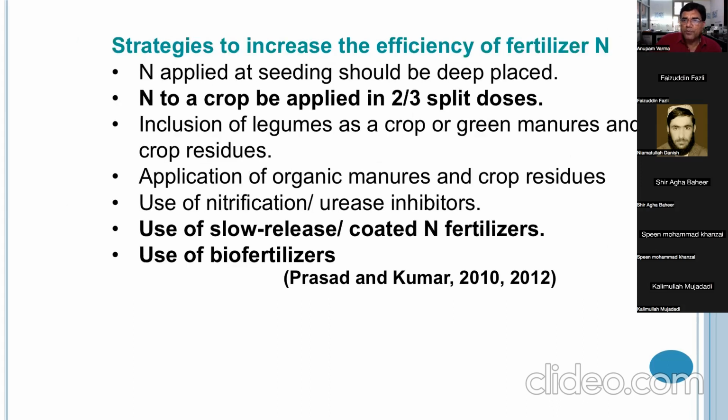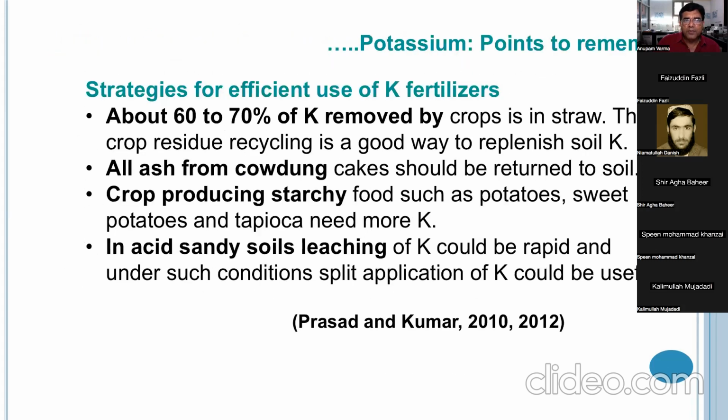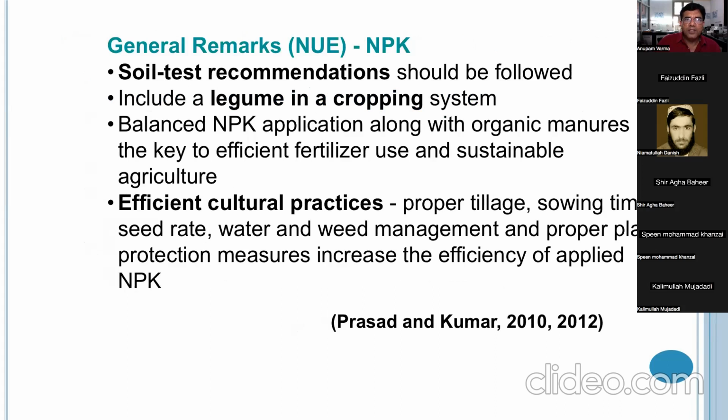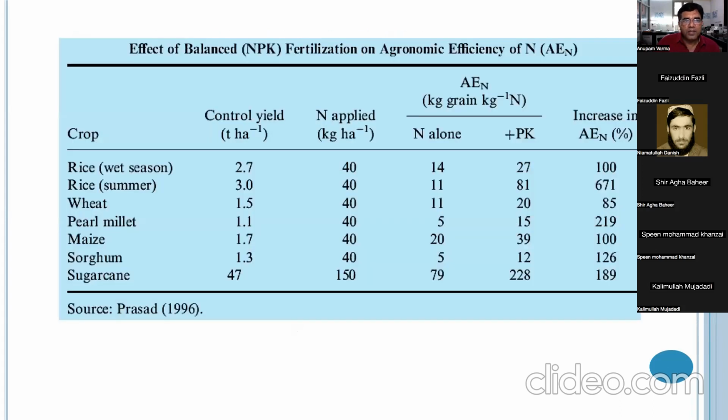What can be done to improve nitrogen use efficiency? Go for a split application of fertilizer. Use legumes also, grow legumes and green manure. Increase organic matter content in the soil and use some efficient fertilizer, biofertilizer also. Similarly, for phosphatic fertilizer or phosphorus, what can we do? Then for potassium fertilizers and general remarks about NPK. And you also know the role of balanced fertilization, which is very important for increasing the nutrient use efficiency. Balanced fertilization and INM.